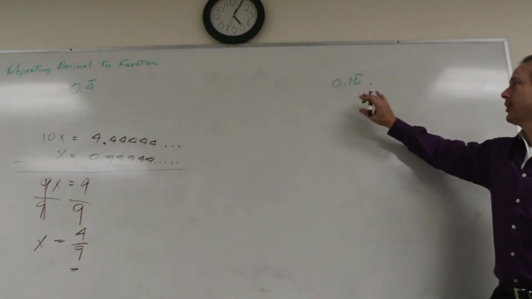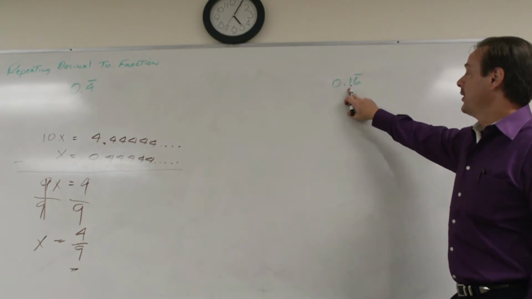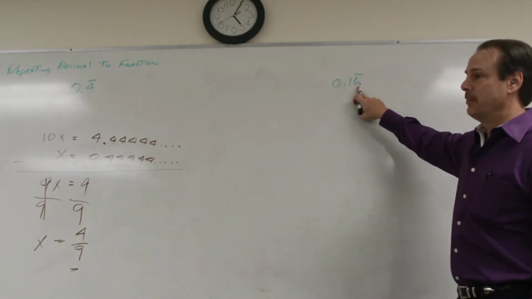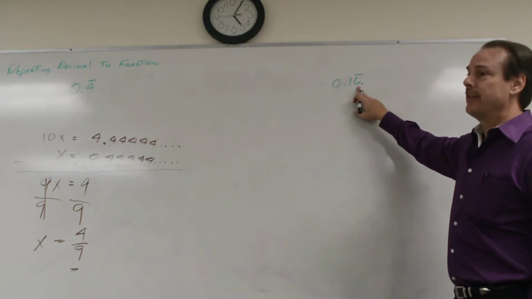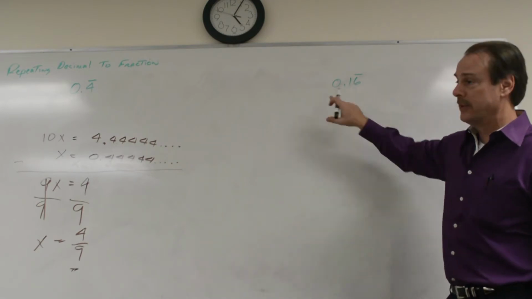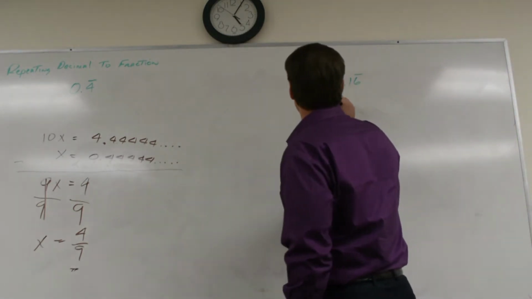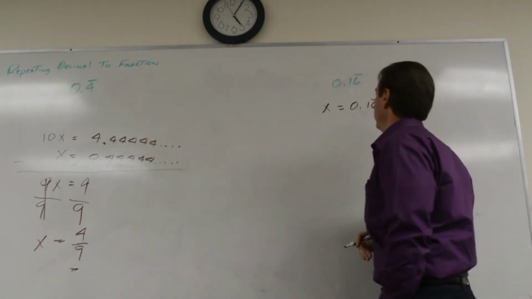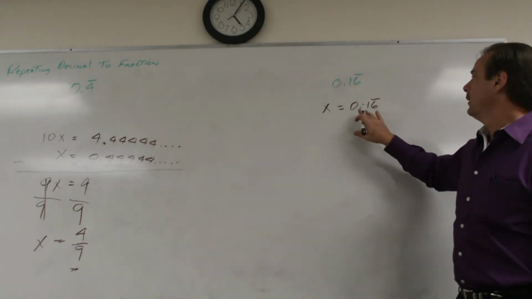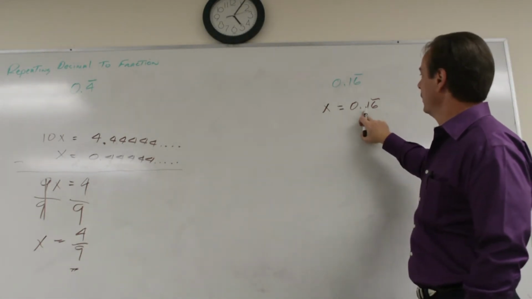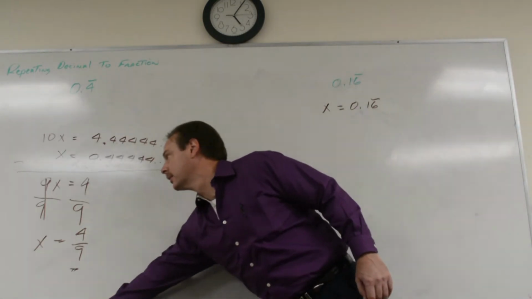Let's try this one here. This time, the first digit doesn't repeat. The second digit repeats. Okay. So in this case, we're going to have to get 2 digits over to the left, because we've got to get one of the repeating digits over to the left. So let's just say x equals 0.16 repeating. Now, we've got to get 2 digits over.